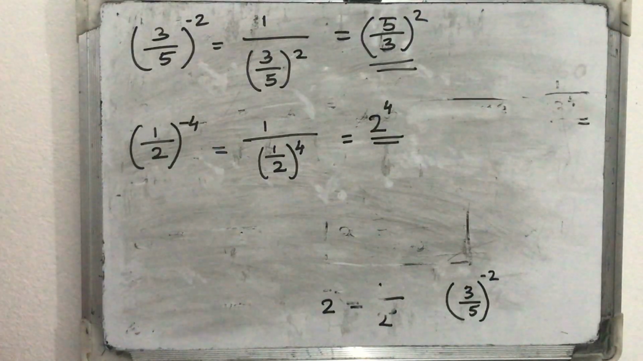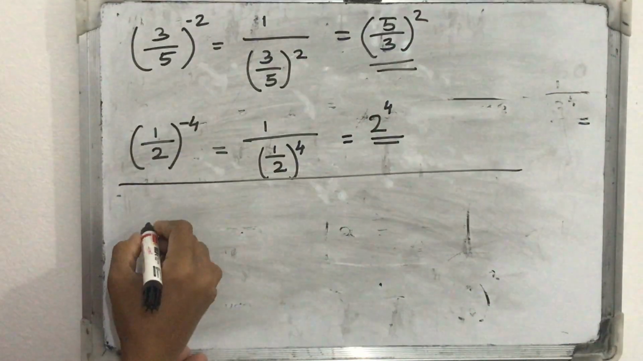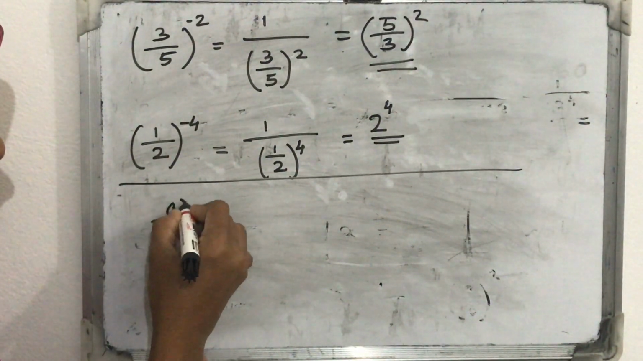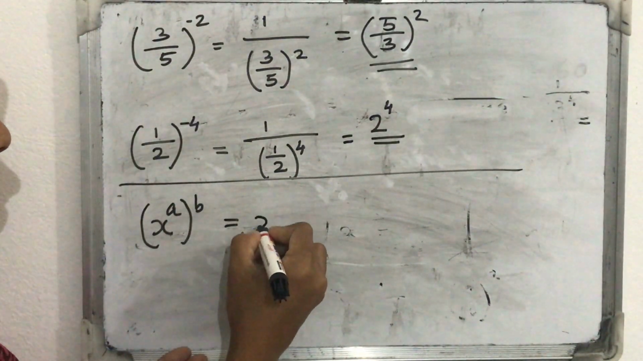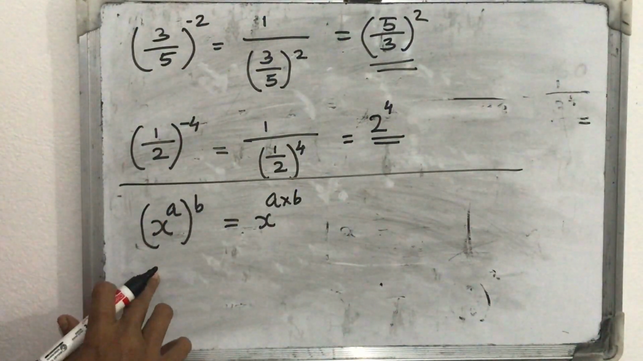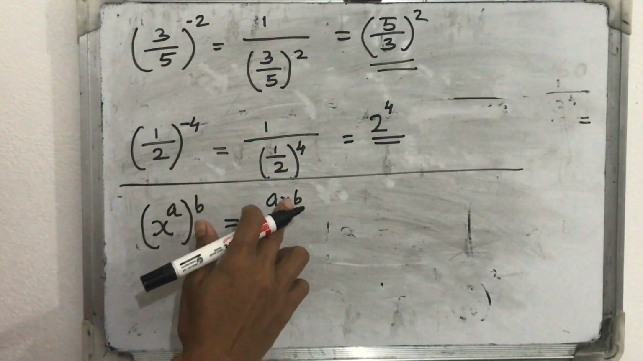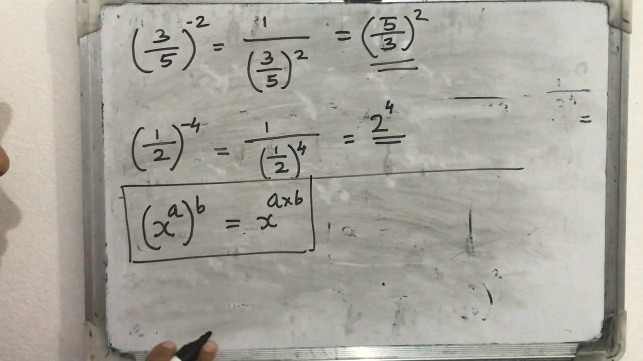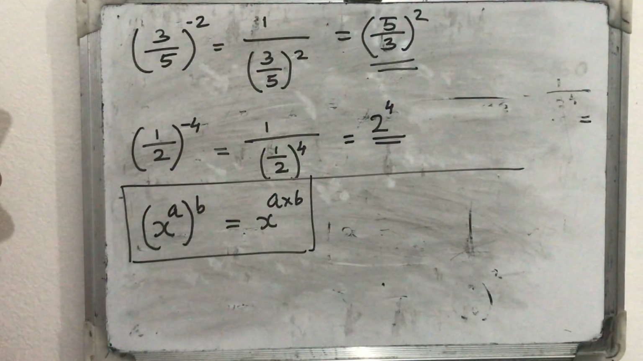Next, the fourth law. For any rational number x, x raised to a whole raised to b will be equal to x raised to a into b. Okay, x raised to a whole raised to b is equal to x raised to a into b. That is the fourth law. Very important. All exponent laws are very important. Using them we can solve all questions.